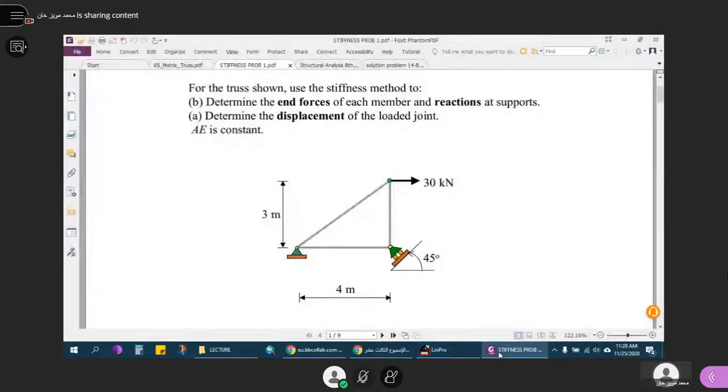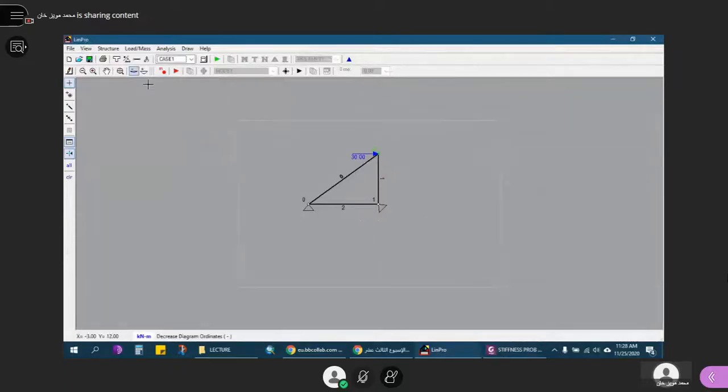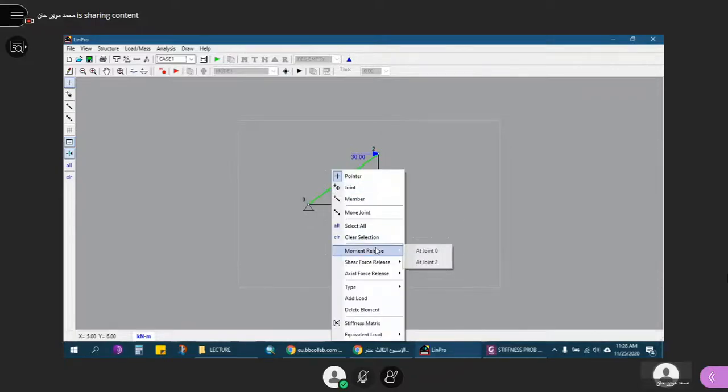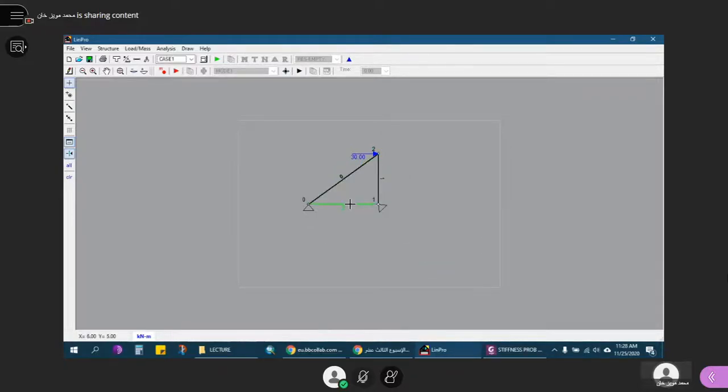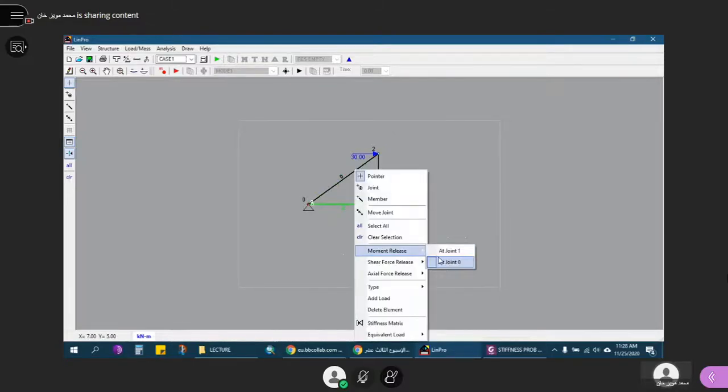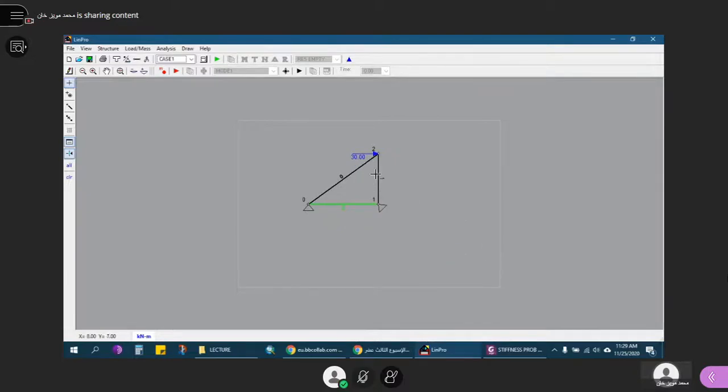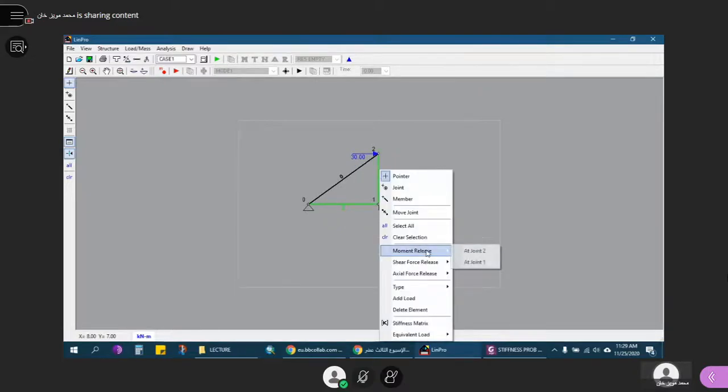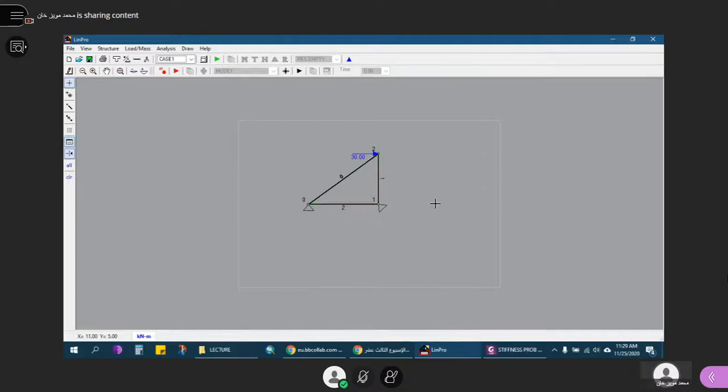Okay, so now this is done. Our truss is ready. So next I need to remember release moments. Let me just do it by this. All right, so now this acts as a truss element. You can see there is no moment and shear, we just have axial forces.